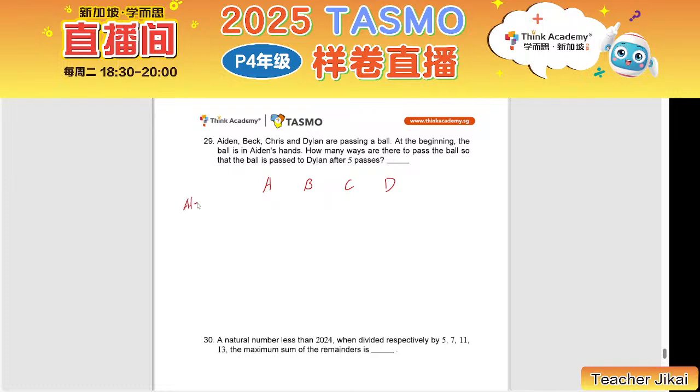So after the first pass, how many ways are there for Aiden getting the ball? No ways, right? Originally Aiden has the ball. So after passing once, no matter who Aiden passed the ball to, Aiden will not have the ball, right? He gave the ball away. So it may go to B, right? B may have the ball from Aiden, and C may have the ball from Aiden, and Dylan may also get the ball from Aiden, right? There are 1 ways after the first pass, right?